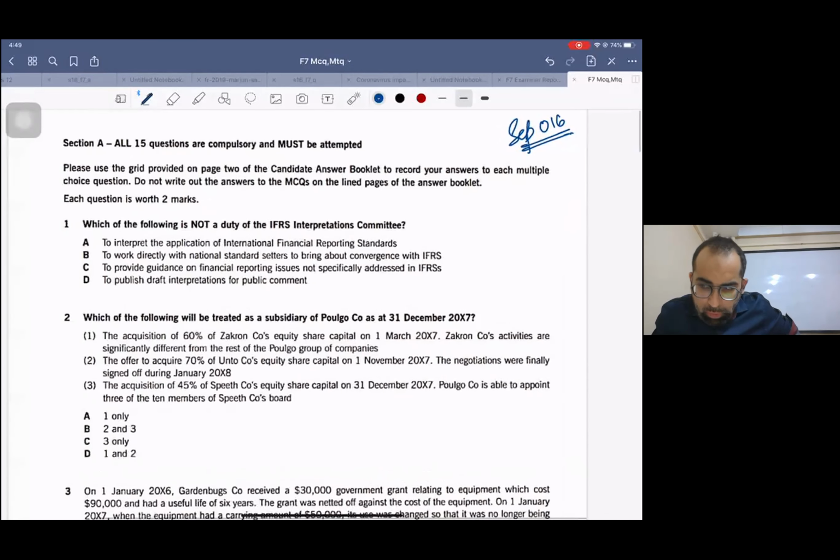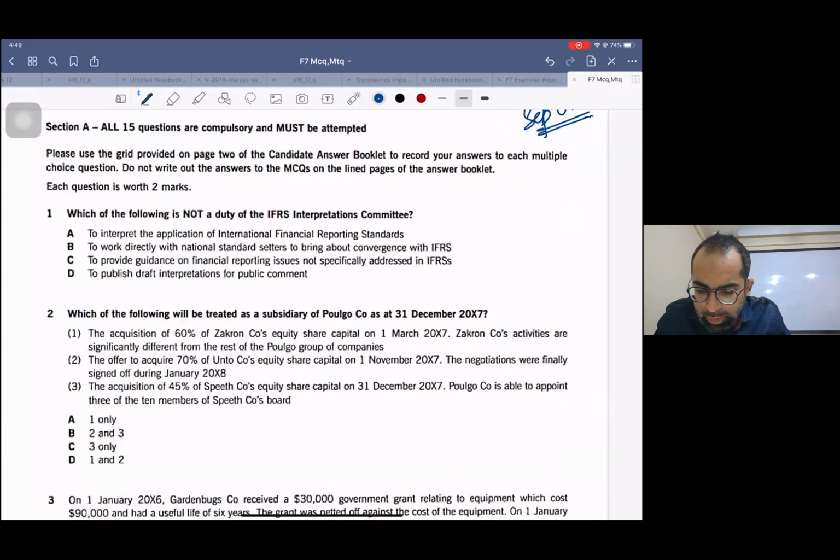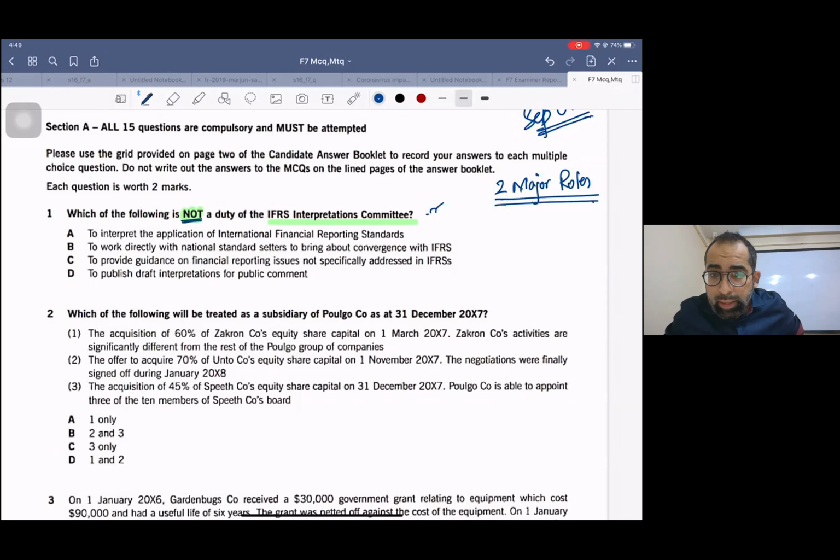Now, first of all, this is related to the framework area. This is also included in your course. Do read this area from the book as well. It's included in my lectures as well. Now, which of the following is not a duty of the IFRS Interpretations Committee? You know, there are two major roles. Let me write the two major roles of the IFRS Interpretations Committee. Listen and understand it.